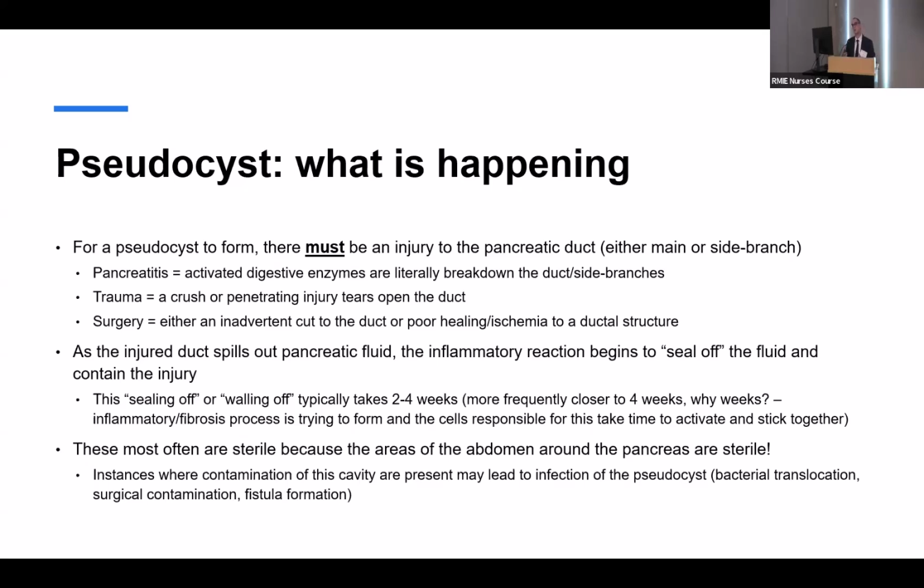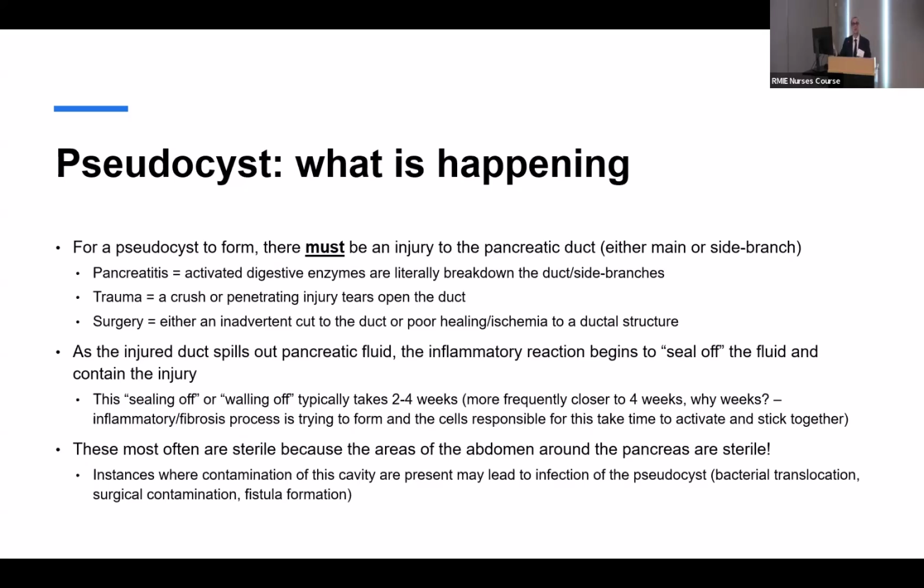What's really important is that most often these are sterile fluid collections as well. The abdomen around the pancreas should be as sterile, hopefully, as the OR that you're in, okay? There are instances where you can get contamination and infection of pseudocysts. Those are scary, okay?